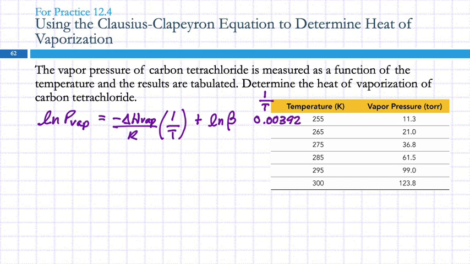And instead of using the vapor pressure, I need the natural log of the vapor pressure. Let's squeeze it in over here, the natural log of the vapor pressure. So I'm going to take the natural log of 11.3, and that's going to be 2.4248. And then you graph that data, and you'd get a straight line.